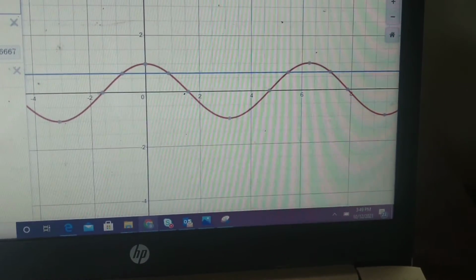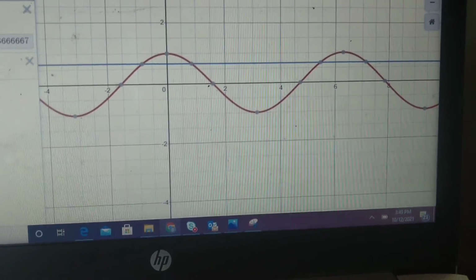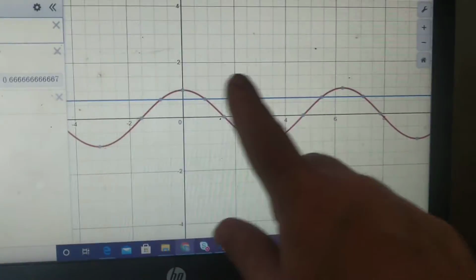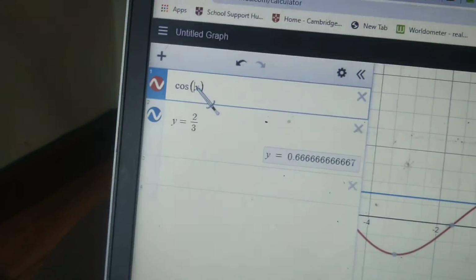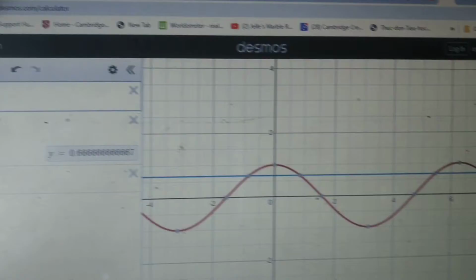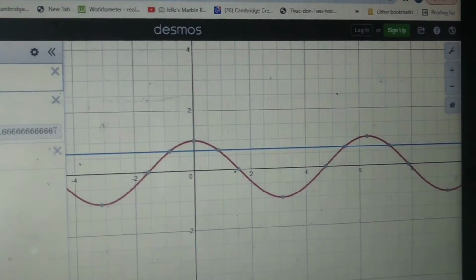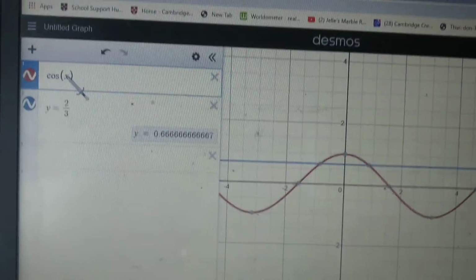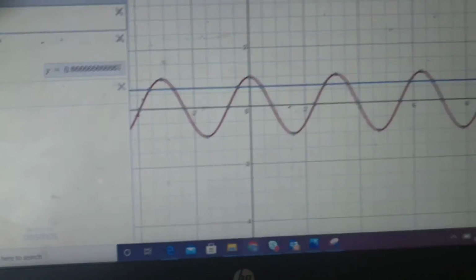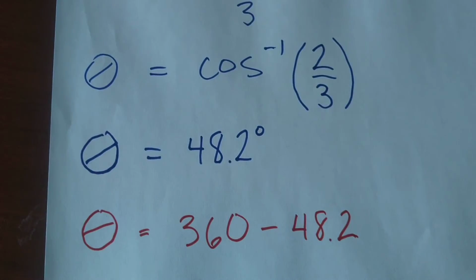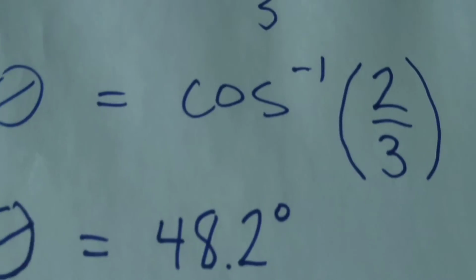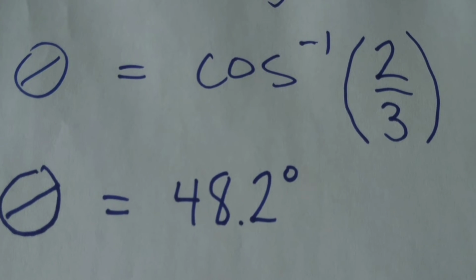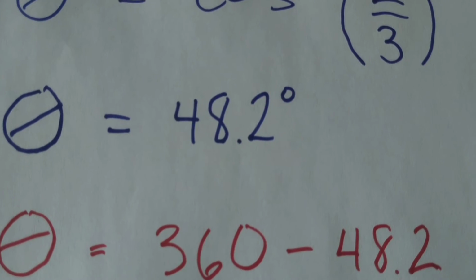So I'm going to come back to the beginning and remind you that every time you go from peak to peak, in this case from here to here, and I change it to cosine of x, it's 360. All right, but we've got a different situation now. It's 2x. So that means it's going twice as fast. Now back to our problem. I found the inverse cosine, or the arc cosine, of 2/3, and I got 48.2.